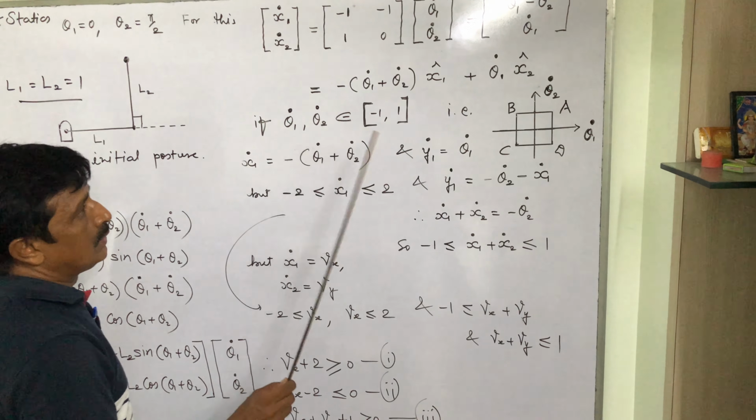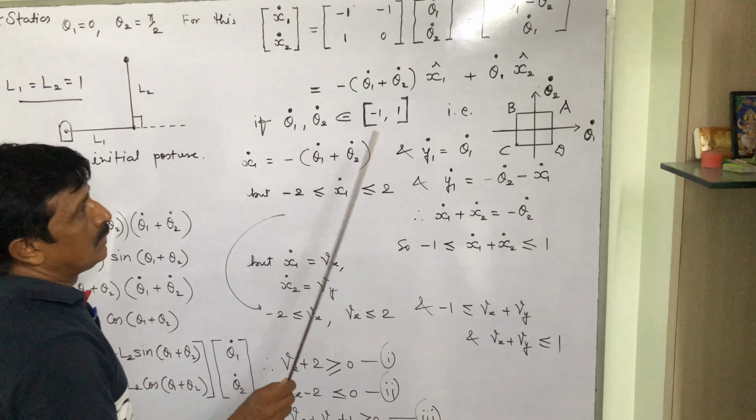Now we will map the end effector velocity space under the condition that the joint velocity space, theta 1 dot and theta 2 dot, is such that theta 1 dot square plus theta 2 dot square equals 1, the unit circle condition. But for the same initial posture, theta 1 is 0, theta 2 is pi by 2. Under this condition, we want to find the end effector velocity space, this point velocity, the tip velocity.